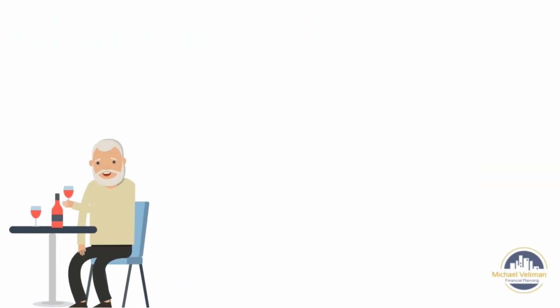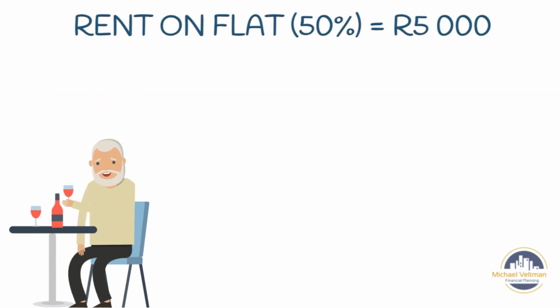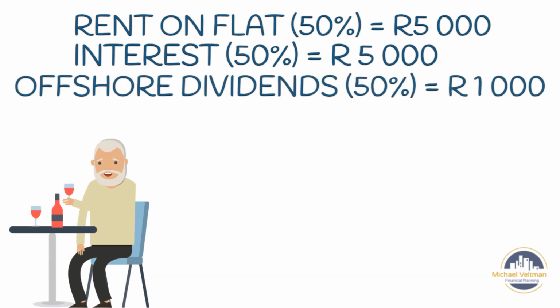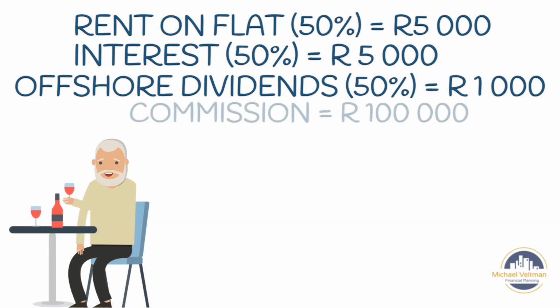As a result of his marital regime being in community of property, all passive income is split with his wife. Therefore, £5,000, 50%, rent on his flat will be included. £5,000, 50%, interest will be included. Offshore dividends of £1,000, 50%, will be included. His commission of £100,000 will form part of gross income.